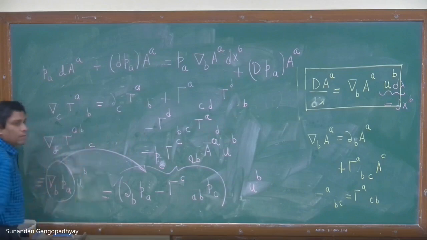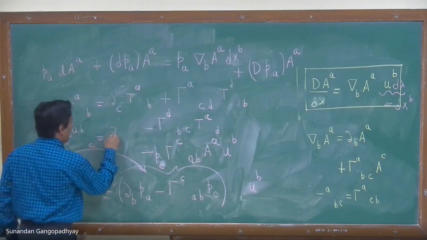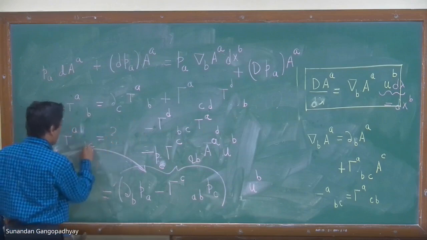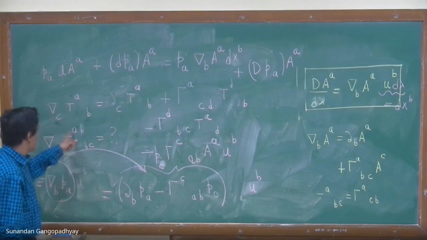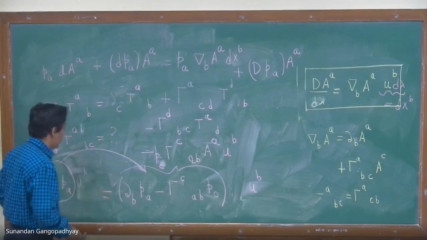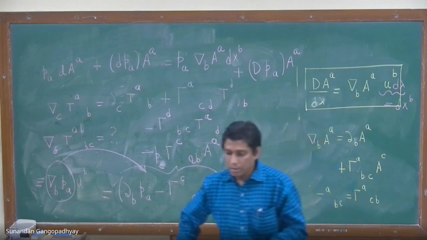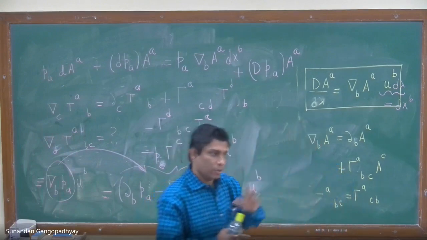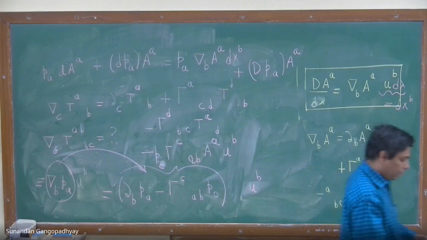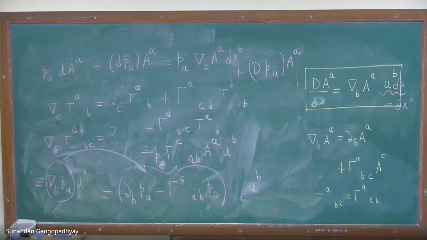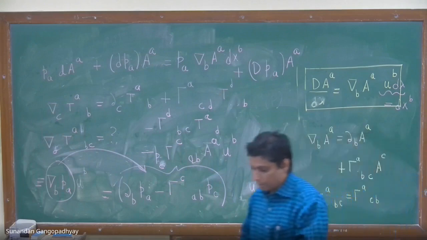Say T A or gamma D A B C. You can try to write this down also. Or maybe this tensor of type 1, 2 covariant derivative. You can try to write this covariant derivative by following this rule. For each upper index you have to put in a plus gamma, for each lower index you have to put in a minus gamma. There should be separate terms.